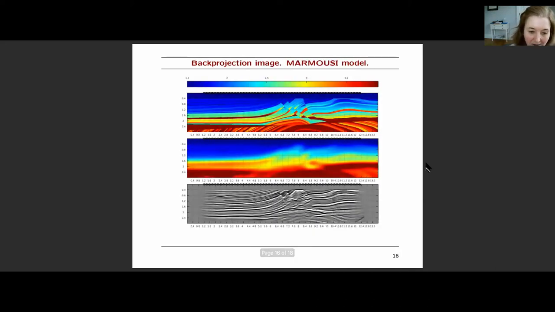And here is a really complicated example, which is known to geophysicists as the Marmousi model. Again, we took this and smoothed it out, so we assume we know these kinematics. If you run the back projection approach, you get this result, and you see that it's quite successful at finding all these reflecting structures.